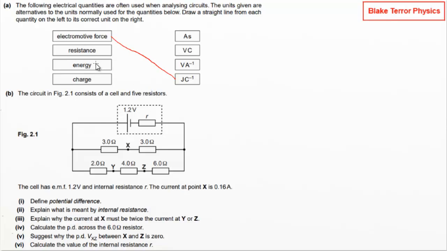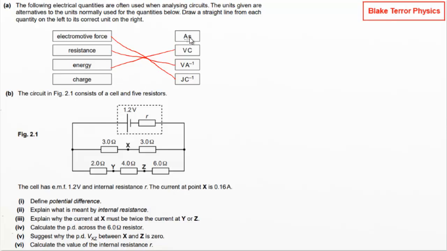Resistance, well, from our V equals IR, we know that resistance is voltage divided by current, so that's volts per amp. Energy, there's loads of ways we can write out energy, but we only have to look at these 2 that are remaining now. We've already said that voltage is joules per coulomb, so if we multiply voltage by coulombs, we're left with the joules. So is charge amps second?